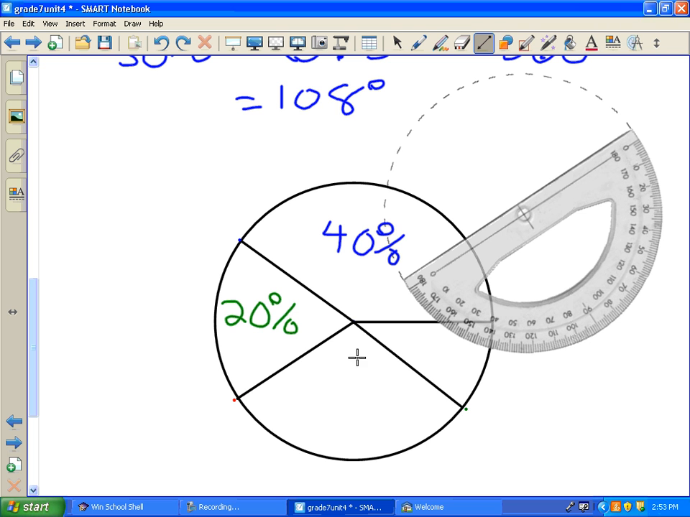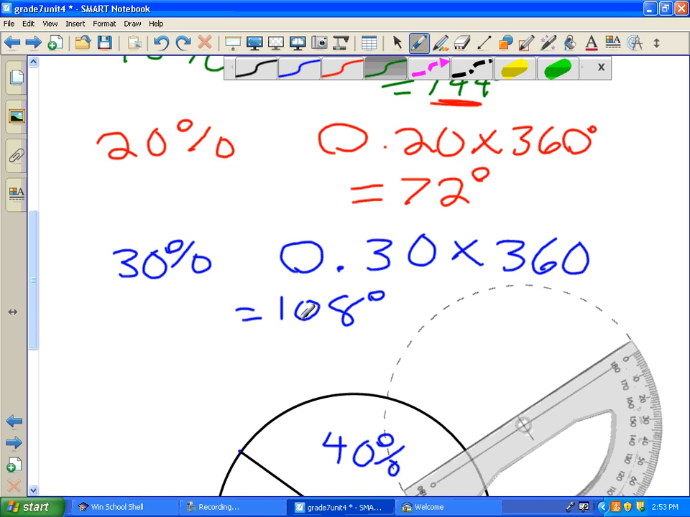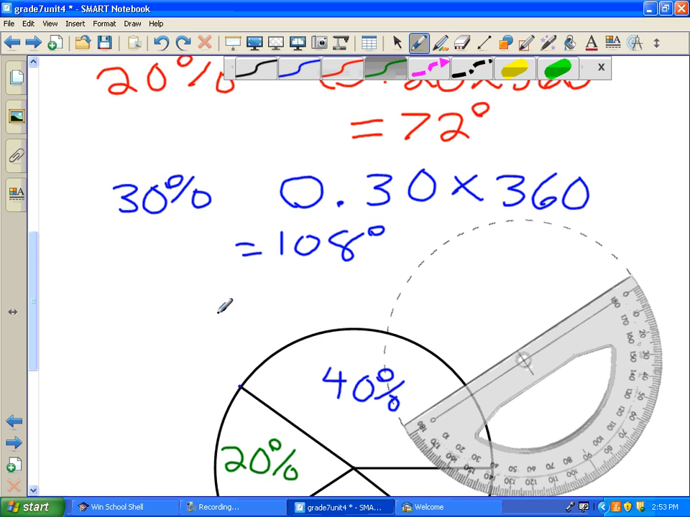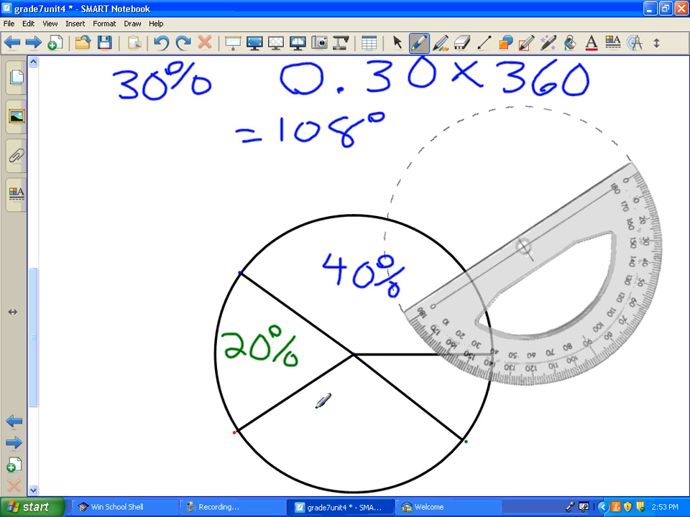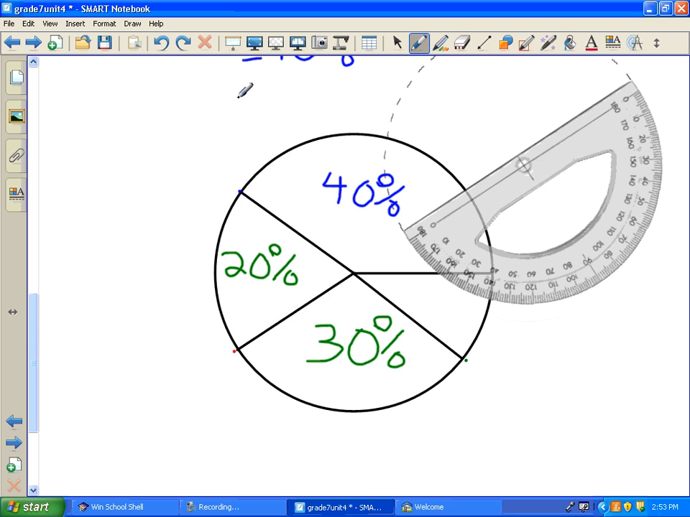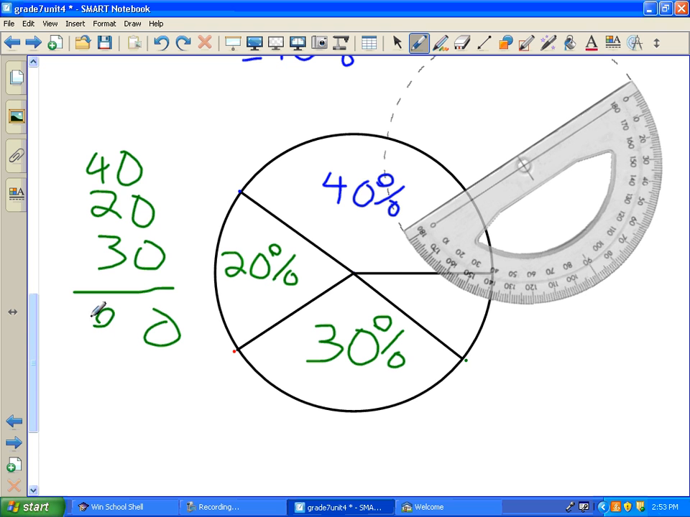And this part here should be 108 degrees, or 30%. So this angle is 108 degrees, which is 30% of my circle. Now the only thing I've got left to do, this here, if I add them up, 40, 20, and 30, if I add these three up, it adds up to 90%. Now you know it all has to equal 100%.